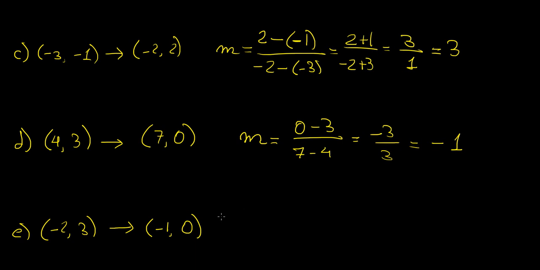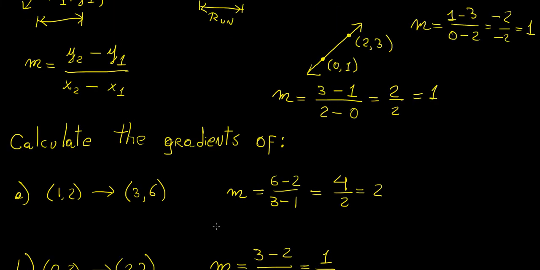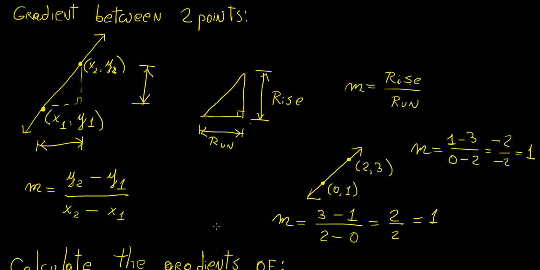And the last one is going to be minus 2. So let's do it from here to there. So m is equal to 0 minus 3, and then minus 1 minus minus 2. That's minus 3 divided by minus 1 plus 2. That's going to be plus 1. So that's going to be minus 3. And that's how you calculate the gradient between any 2 points in case that you're not given a graph of a straight line or the equation.